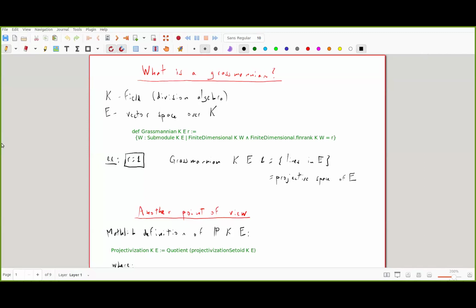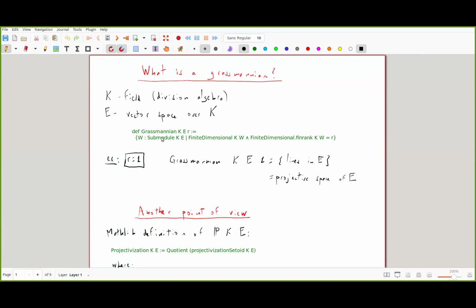Okay, so Grassmannians. I'm going to start by explaining what a Grassmannian is. It's a generalization of projective space. You take a field or a division algebra K, and a vector space E over K, and a natural number R, and then the R Grassmannian is just the space of R-dimensional subspaces of E.